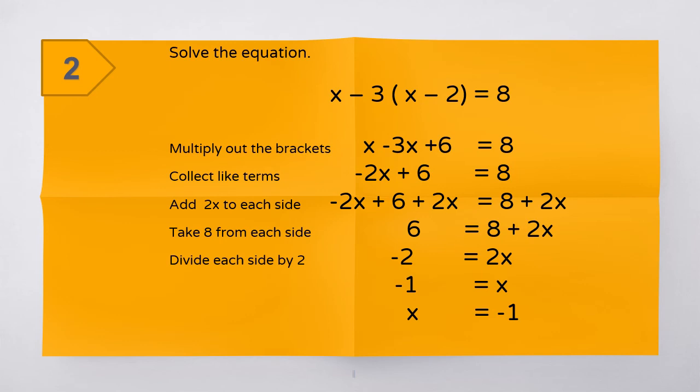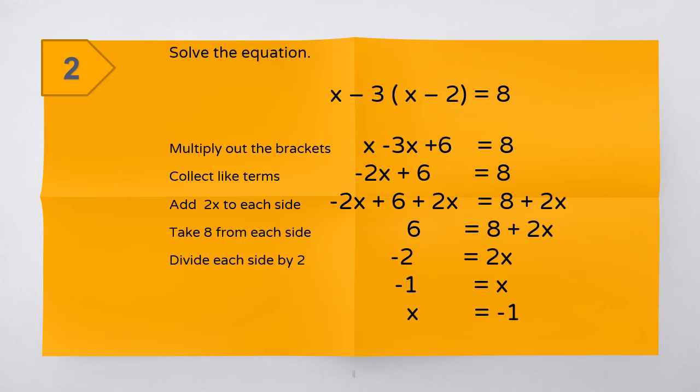Then you are getting the equation like this: x minus 3x plus 6 equals 8. Now it's a time to collect like terms. In the left hand side you can see like terms, positive x and negative 3x. Once you collect them, you are getting negative 2x plus 6 equals 8. Now add 2x to each side. Then in the left hand side, negative 2x and positive 2x will cancel. Positive 6 will remain. In the right hand side you can see 8 plus 2x.